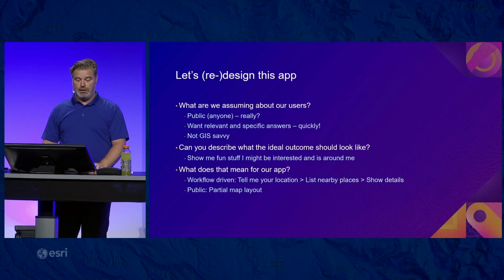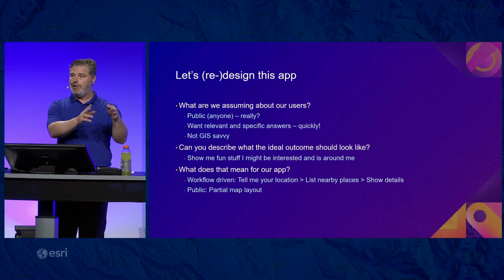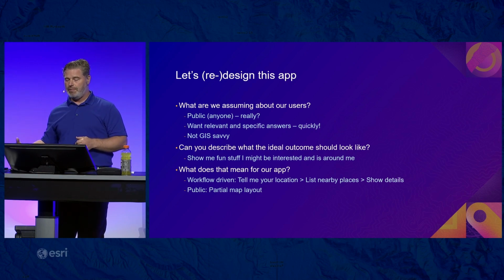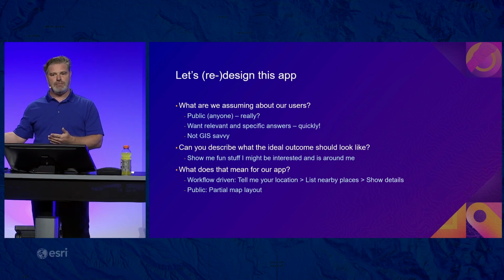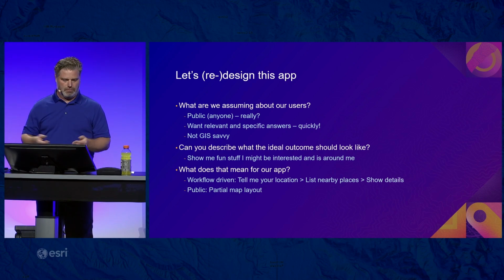Now, my next question, can you describe what the ideal outcome should look like? Show me fun stuff I might be interested in that is around me. Interesting. Okay, so probably some sort of search tool or near me, right? So what does all this mean for our application? Well, first of all, it means it needs to be workflow-driven. Tell me your location, list nearby places, and then show the details. Go off and enjoy your day, right?